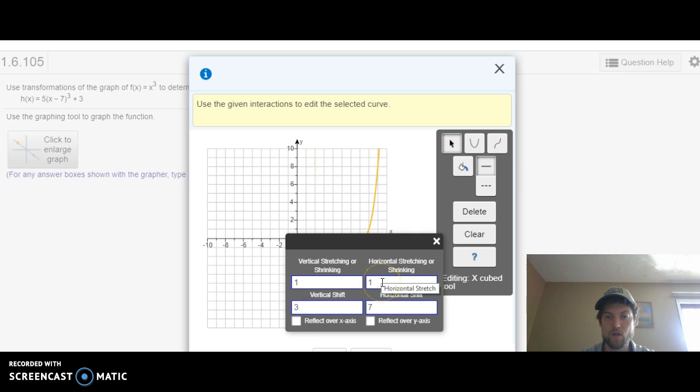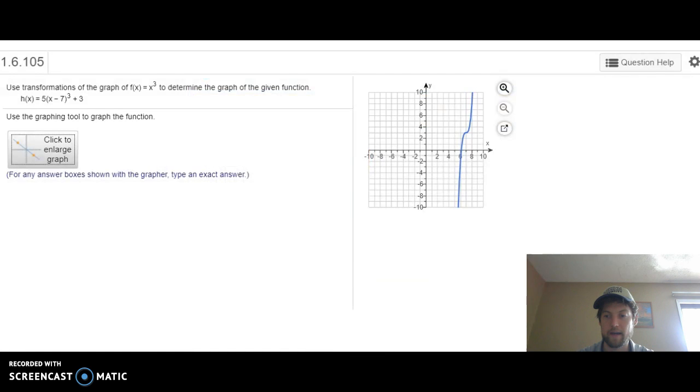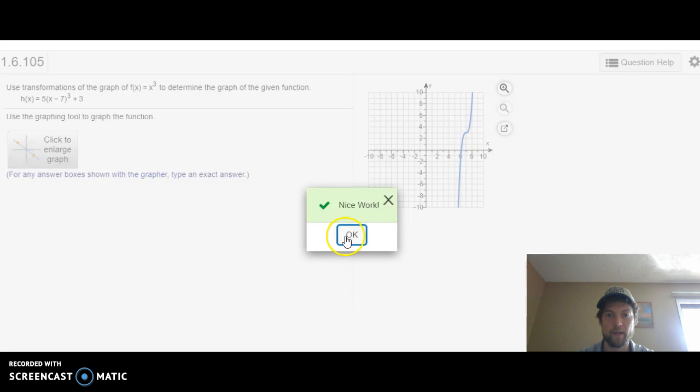There is no horizontal stretch or shrink. That would be if a number was right next to the x variable, like 1/2 times x, for example, you'd have a horizontal stretch of 1/2. The number on the outside of the parentheses is the vertical stretch slash shrink. So I'm going to put 5 in there. I'm going to save this and check answer, and it went through.